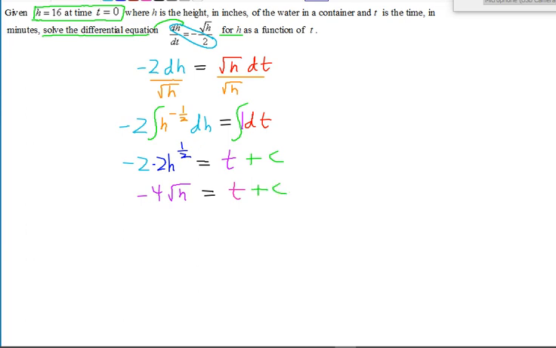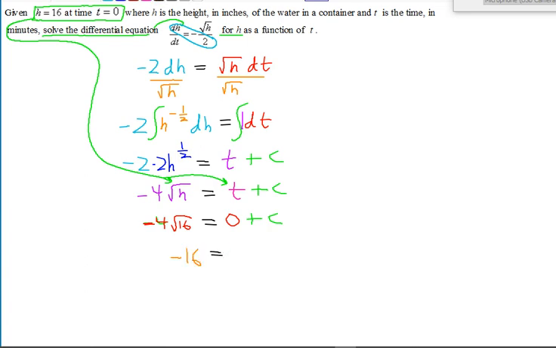Now we can substitute our initial condition, which is given in a slightly different form here. It doesn't call it the initial condition, but it says h equals 16 at time 0. So we can substitute that in. h is 16 when t is 0. So it'll be negative 4 square root of 16 equals 0 plus c. The square root of 16 is 4, times negative 4 gives you negative 16, equals c.